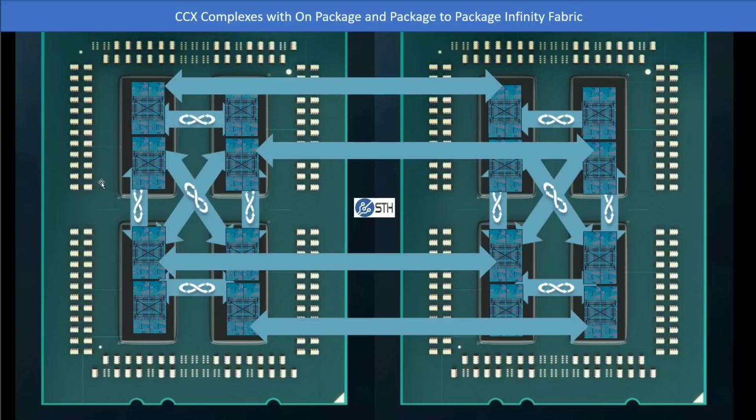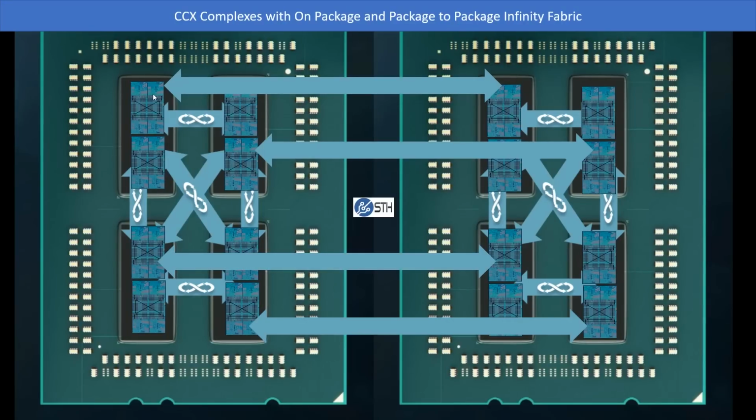And then to connect the 2 sockets, each die can communicate to its respective die on the other package. So therefore, die 0 on the first package can talk to die 0 on the second package. Likewise, there's an Infinity Fabric link directly from die 1 to die 1, die 2 to die 2, die 3 to die 3.